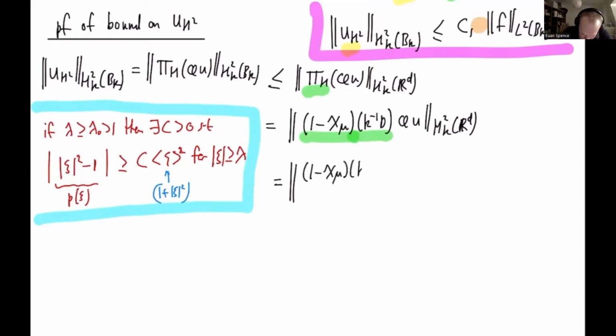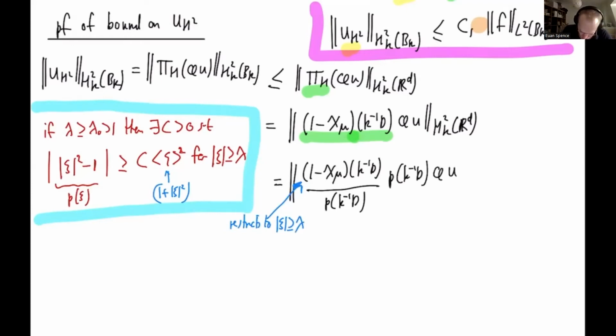Because you see 1 minus chi_mu, okay, like this, in the Fourier world restricts to frequencies greater than lambda, right? It restricts to mod psi greater than lambda. And so therefore I can put this Fourier multiplier P(k^{-1}D) in here, right? Which is just the Helmholtz operator.